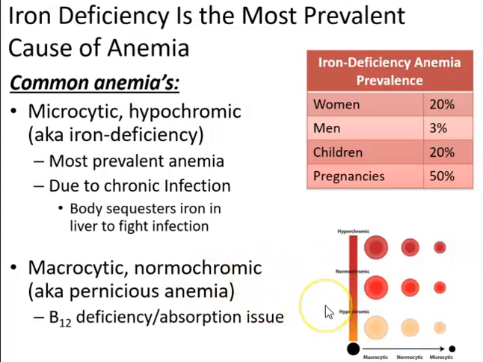Other common anemias include macrocytic normochromic anemias. Usually this is pernicious anemia, and this is usually due to a vitamin B12 deficiency, especially because of the lack of intrinsic factor being very important for the absorption of vitamin B12.